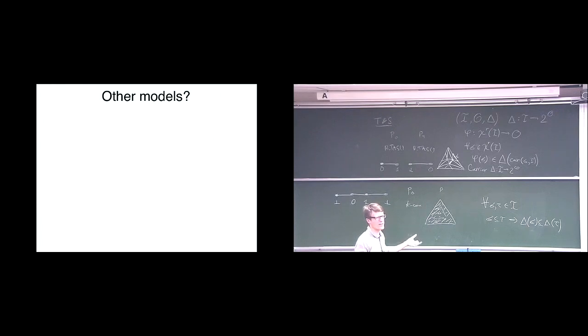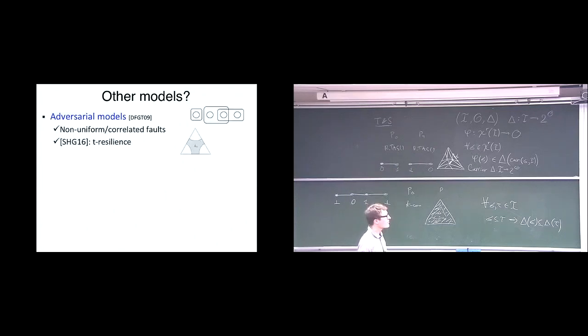You can roll it, you permute the process, and you have this. You are still within the model. You can have all kinds of asymmetric models. And the other extreme was actually concurrently shown by Saraf and Herlihy: for K-concurrency, let's say one-resilience, again, three processes.